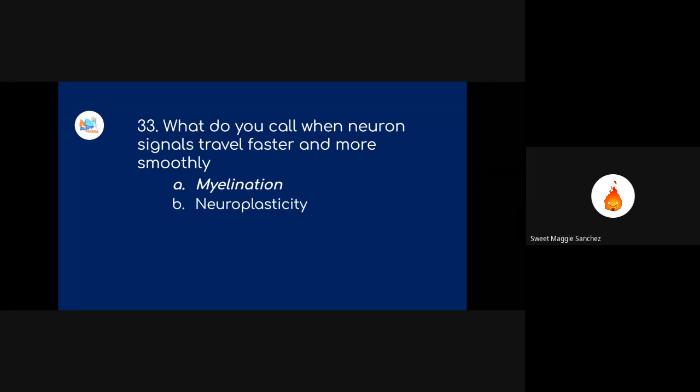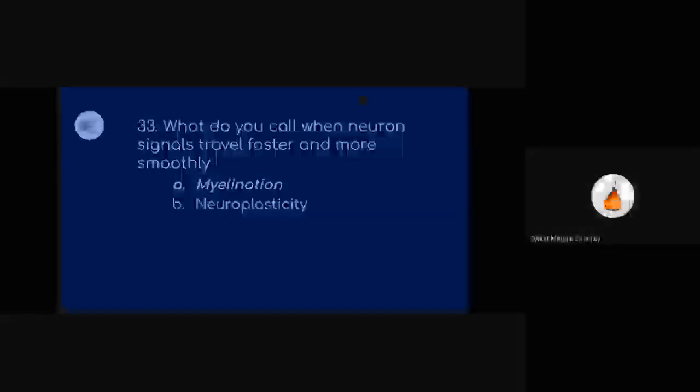Okay, so number 33, myelination is when there's a formation of myelin sheath around a nerve. So ano yung myelin sheath? So para siyang booster actually, a booster around the neuron para mas better siya in functioning.